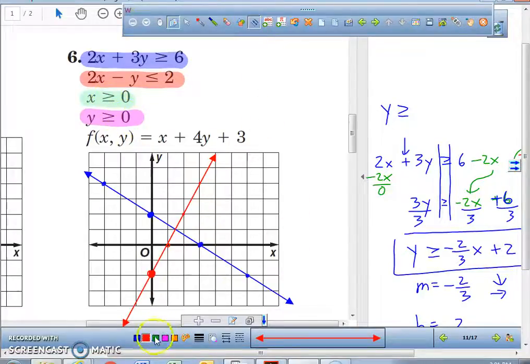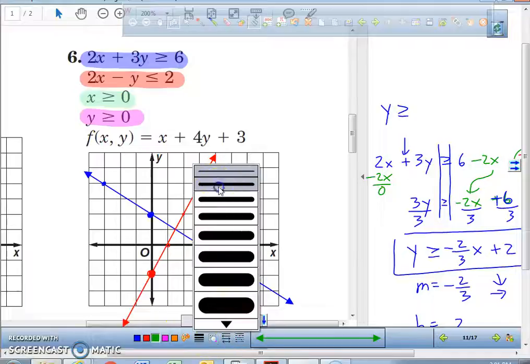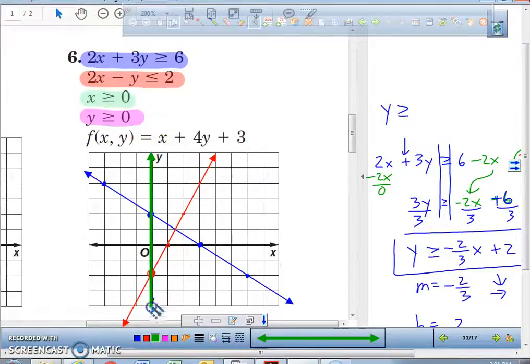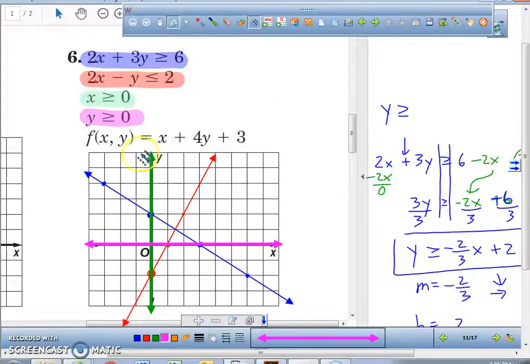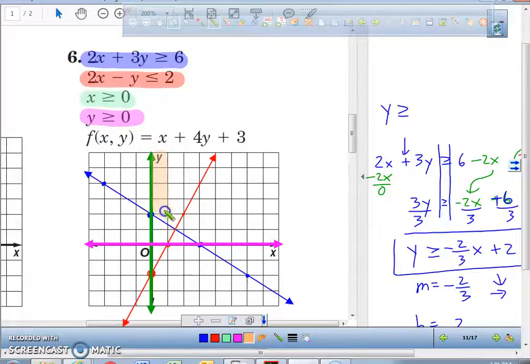I'm going to make these lines a little bit thicker, because it's kind of hard to see on this graph. So we have x is greater than or equal to 0 right there. Where would I shade? Everywhere to the right. And then we have y is greater than or equal to 0. Where would I shade? Everywhere up. So let's think about where we're going to be. When everything's shaded, our feasible region, or our solution region, will be right here.